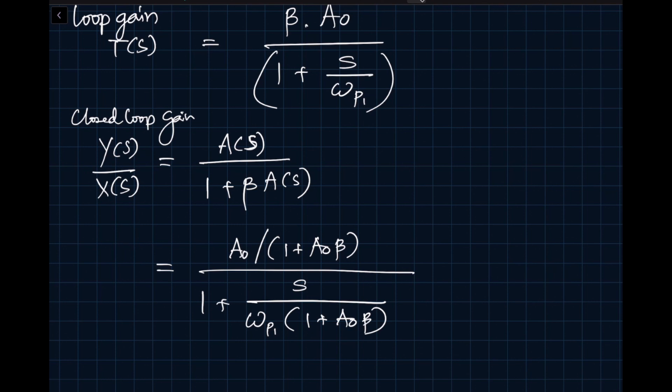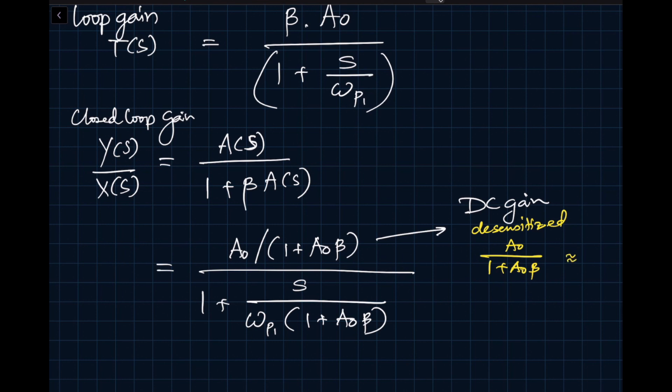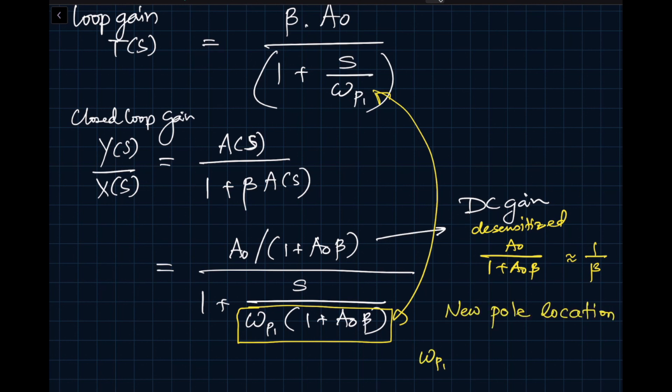So here you can see our DC gain is desensitized, and if A0 is large, then this will approximately look like 1 over beta. And our new pole location right here, this is the new pole location. If you compare it to this expression, you will immediately see that the new pole location is omega p1 times 1 plus A0 times beta. And we already said that for practical values of beta, A0 beta is very large.